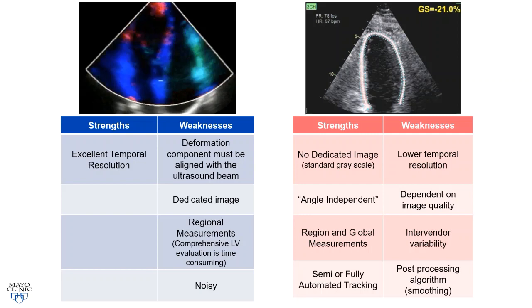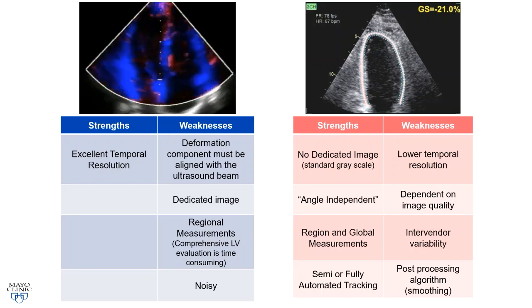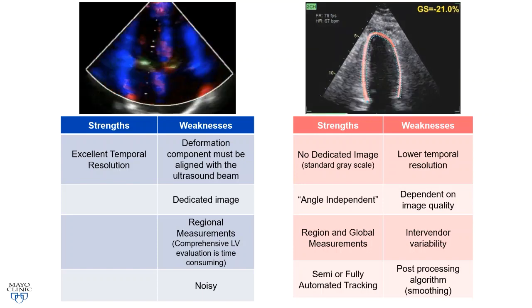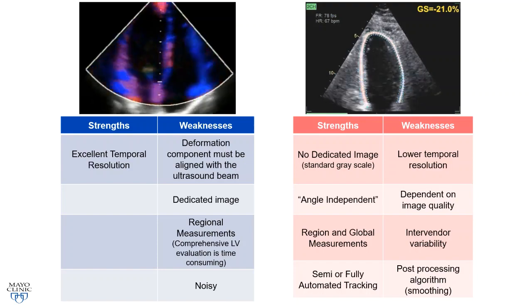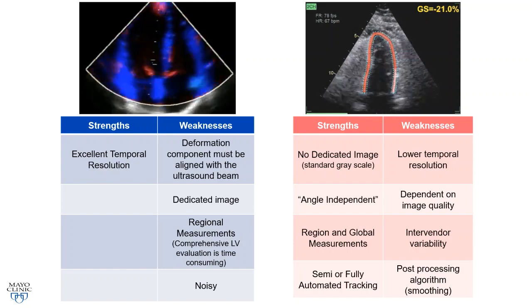So the strengths of Doppler tissue imaging techniques are really its excellent temporal resolution. But as we said, deformation must be aligned to the ultrasound beam. It requires a dedicated image. Comprehensive evaluation is very time consuming because we'd have to look at multiple regional measurements, and it can be quite noisy. On the right, we see speckle tracking. It can be done from a standard grayscale image. It does have a slightly lower temporal resolution than with Doppler techniques. As shown, it's angle independent.